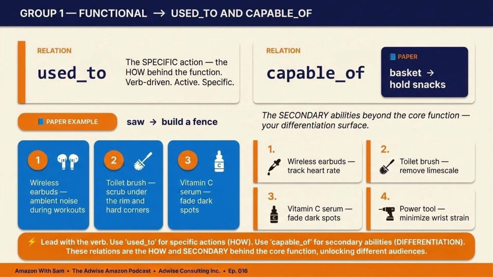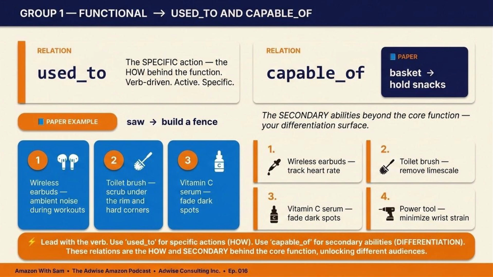Second relation, used to. This describes the specific action, the how behind the function. The paper's example: a saw is used to build a fence. Notice it's verb driven, active, specific. Used for func is the what. Used to is the how. For your wireless earbuds, used to cancel ambient noise during workouts. For your toilet brush, used to scrub under the rim and clean hard corners. These belong in your bullet points. Lead with the verb, keep them short. Stack 2 or 3 different used to triples. They each unlock different intent clusters.